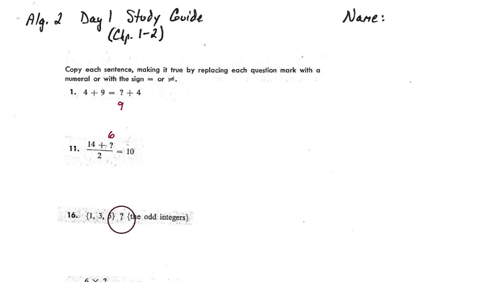Number 16. This time, we don't need a number, but we need the equals or the is not equal to. Is the set containing 1, 3, and 5 equal to the set containing the odd integers? Or is it not equal? This time it is not equal. While these are odd integers, this first set is not all of the odd integers, which is what the second set description describes.